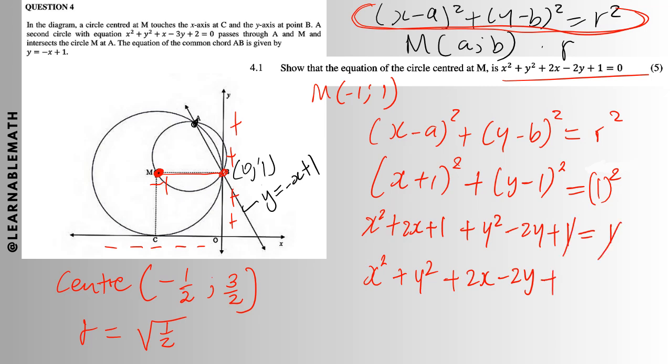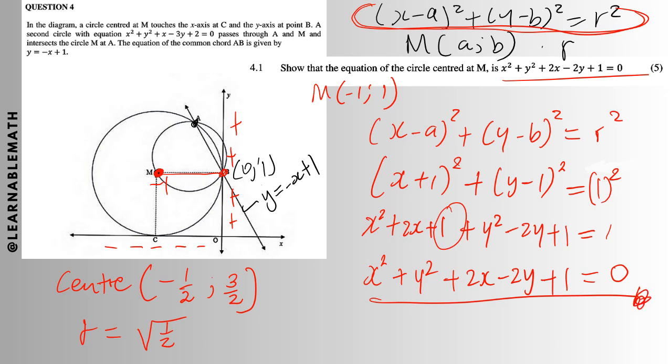I will be left with the 1 there. I mean 1, not 1y, right? I'm saying when you take 1 that side, it will be 1 minus 1. That side will be left with 0, right? So here I'm left with this 1 is equal to 0. So then you have actually shown that indeed the equation of the circle centered M is like that.